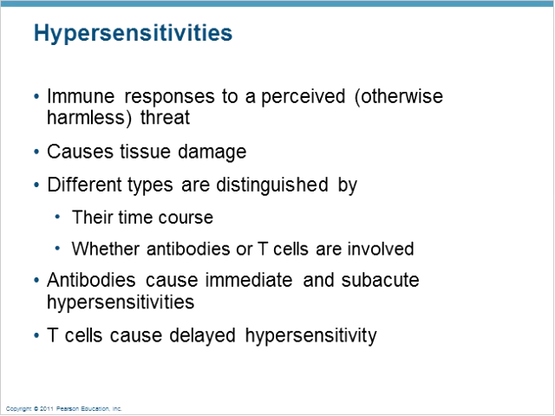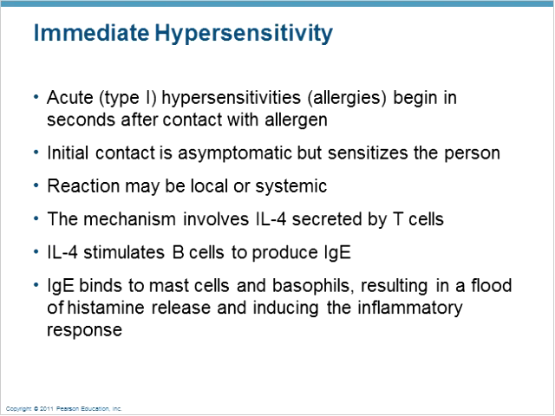So hypersensitivity includes immediate hypersensitivity. Acute type 1 hypersensitivities are like allergies. They begin in seconds after contact with an allergen. If you have a reaction to a bee sting, you develop a type 1 reaction. You go into anaphylaxis, meaning that you stop breathing. Initial contact may be asymptomatic, but sensitizes a person. So the first bee sting may cause nothing in you. It's the subsequent bee stings that will cause that problem.